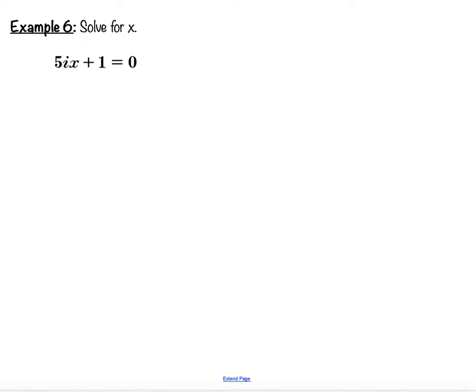You need to get your x term by itself, so get rid of the 1. It was adding, so we have to do the inverse operation, which is subtract. Now we have to get rid of the 5i, so the 5i is attached to the x by multiplication, so we're going to have to divide both sides.